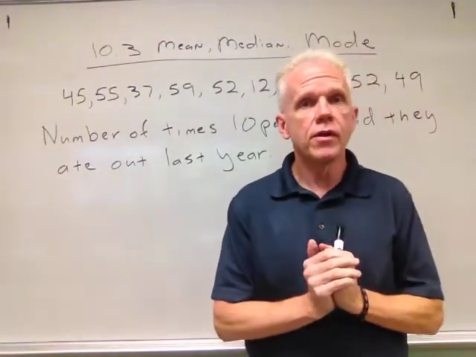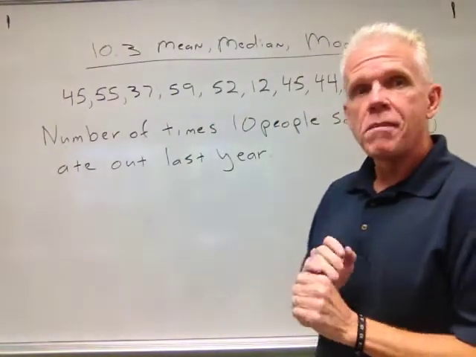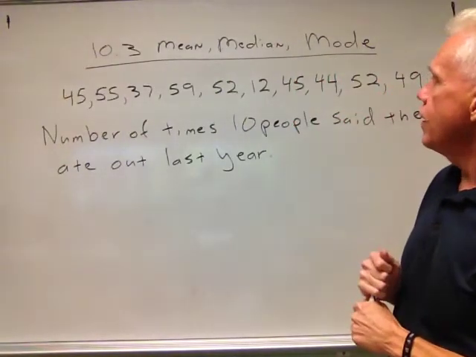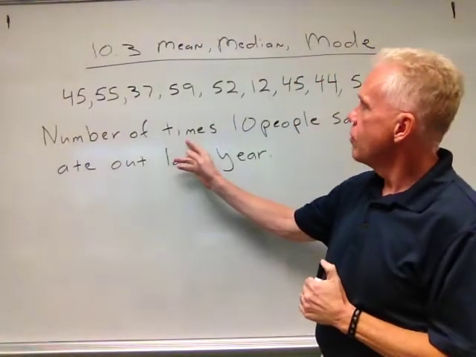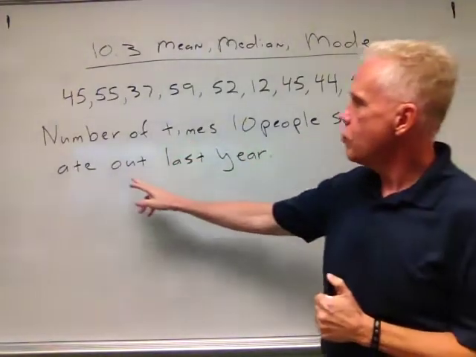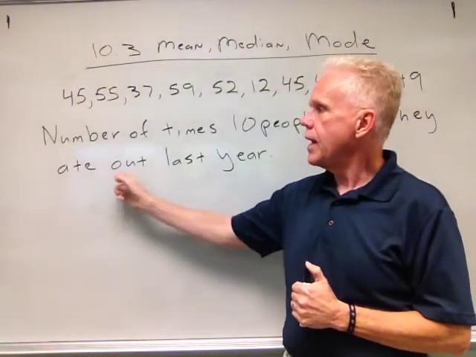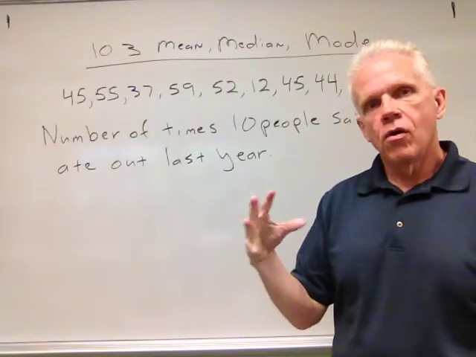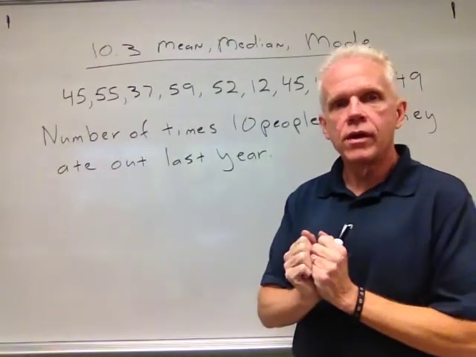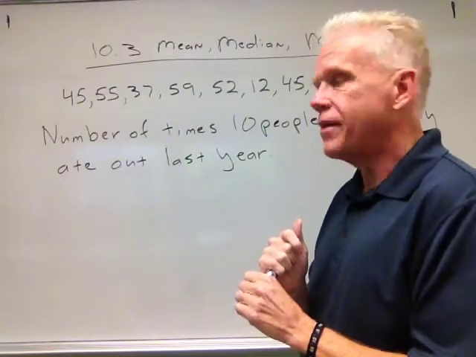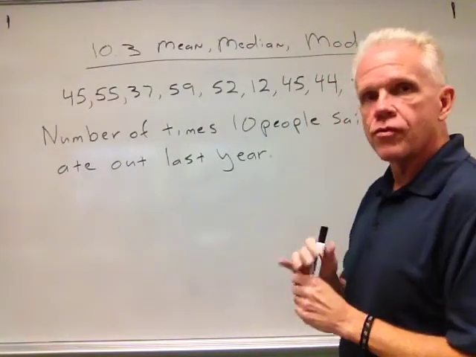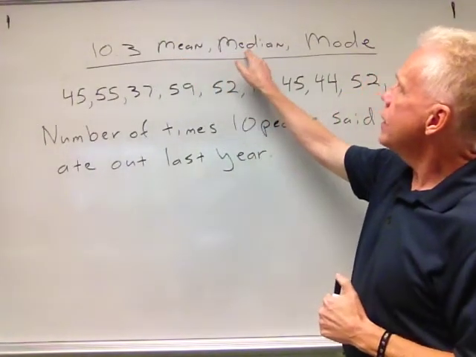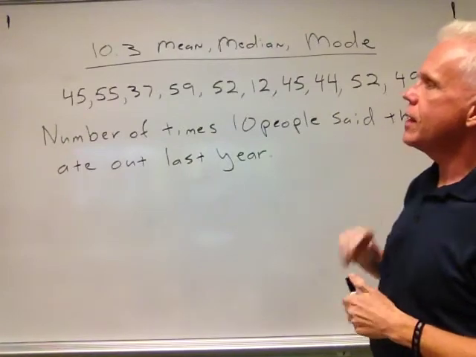And today we want to particularly get into some measures of central tendency, where we take the data that we're given. In this case, the data is going to be the number of times 10 people who were surveyed said they went out to eat last year. We're going to look at what it kind of centers around. The measures of central tendency in particular we're going to work with are the mean, the median, and the mode.